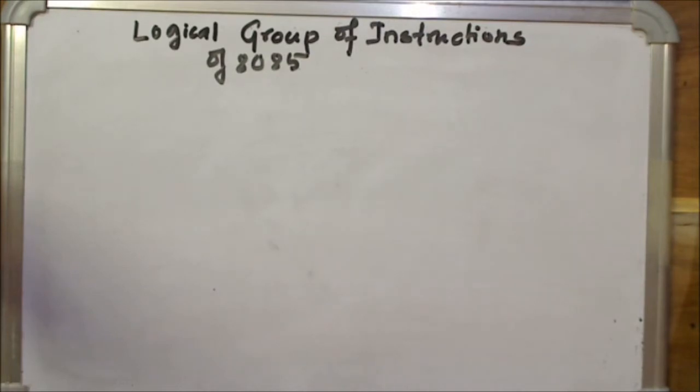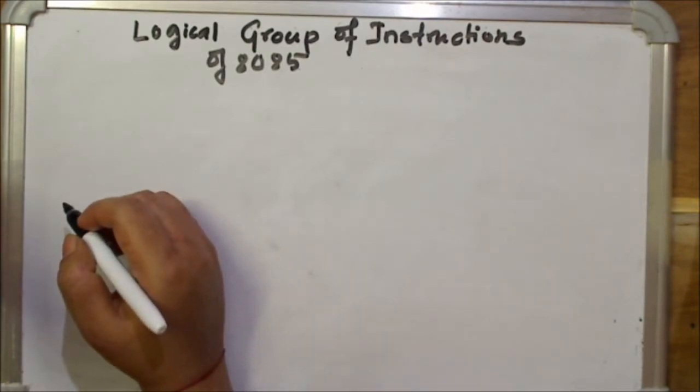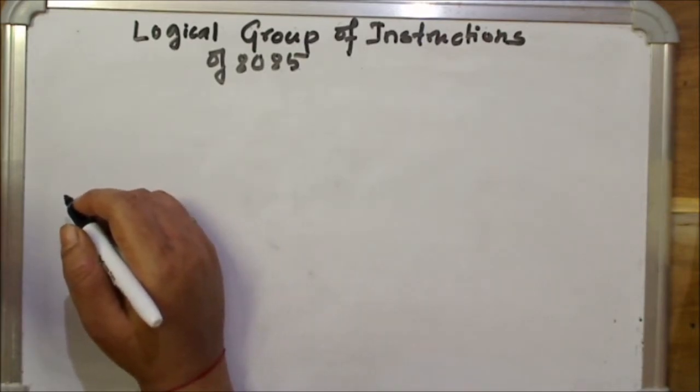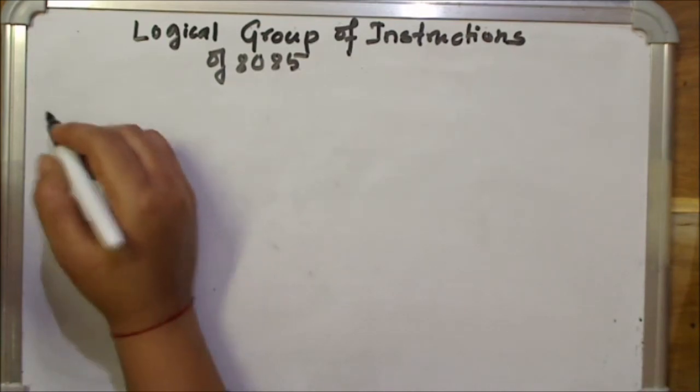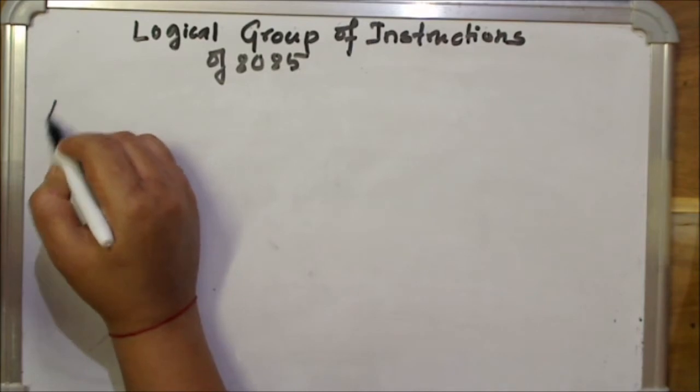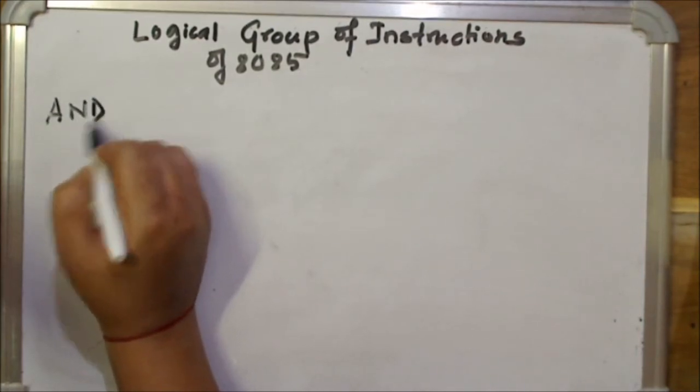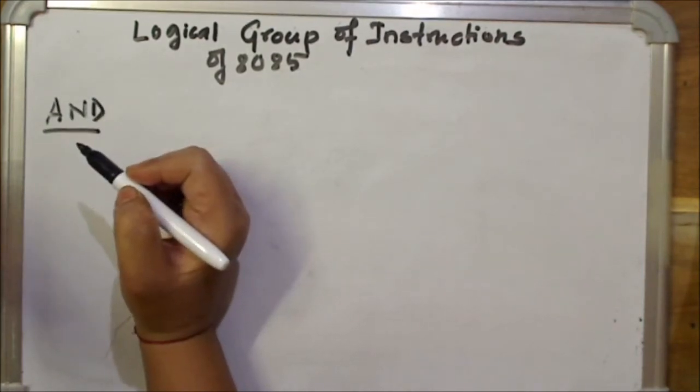So in today's video we are learning the logical group of instructions of 8085. Now logic operations include AND, OR, NOT, XOR, etc. And they are very simple, okay? But we have to learn them for writing programs, okay? So first we will see the instructions that deal with the AND operation, okay?